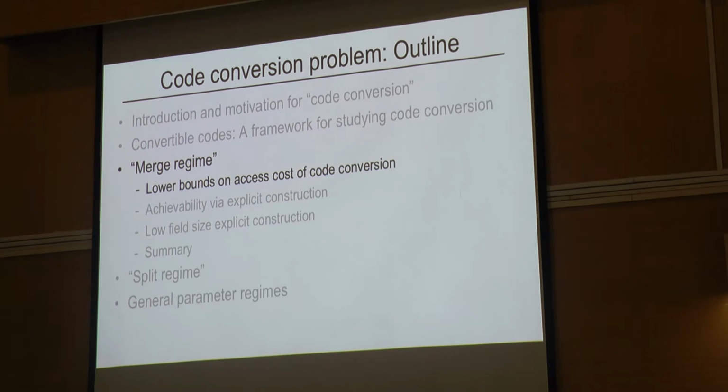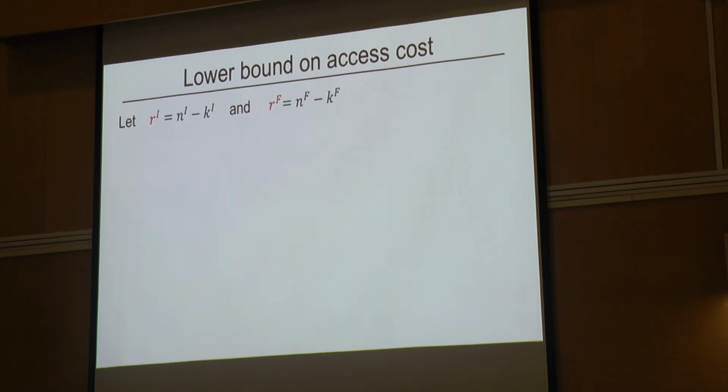So now let's look at lower bounds on the access cost of conversion for the merge regime. Let R be defined as n minus k, Ri for the initial code and Rf for the final code.